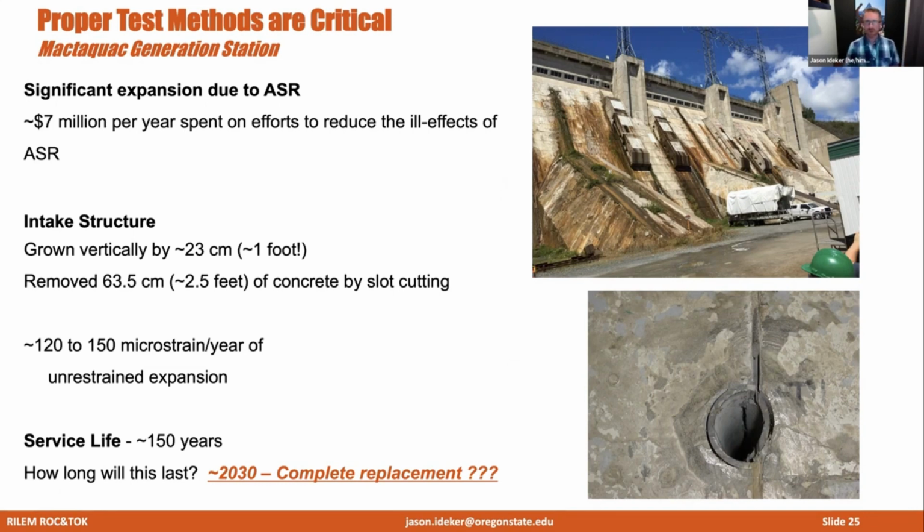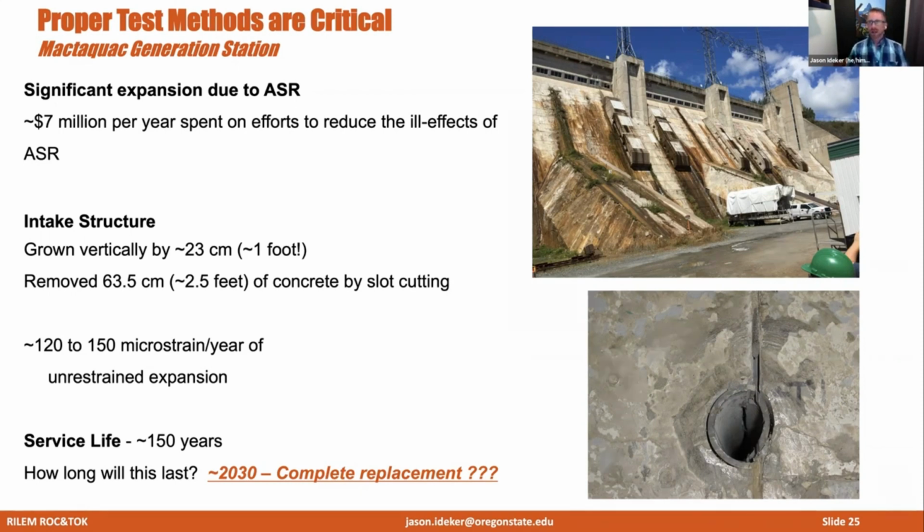They can't stop ASR from occurring in the dam, so they have to use options to try and deal with the expansion. The intake structure has grown vertically by about a foot over its lifespan due to ASR. This dam is restrained on either end by bedrock, and it's cast on bedrock as well. So the only place it can really move is to grow up or to expand inward and crush things like the penstocks that are carrying water from the head pond through the turbines to generate electricity and out to the rest of the river flowing out from the dam.